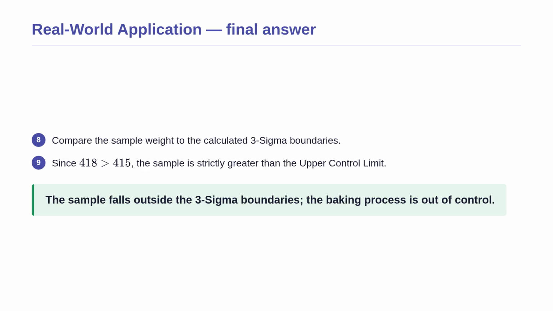Now we reach the final step, evaluating today's sample. The manager weighed a sample loaf at 418 grams. We compare this to our calculated boundaries. Because 418 is strictly greater than our upper control limit of 415, this data point falls outside the 3 sigma boundaries. The manager must conclude that the baking process is currently out of control. Perhaps too much dough was added or the scale is broken, but the mathematics clearly show that this is not a normal, everyday fluctuation. An immediate investigation is required to fix the process.